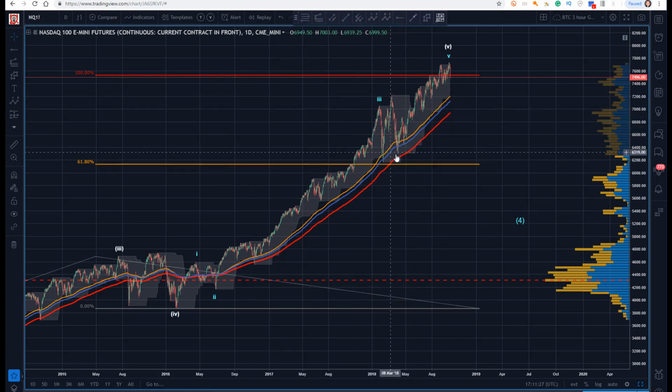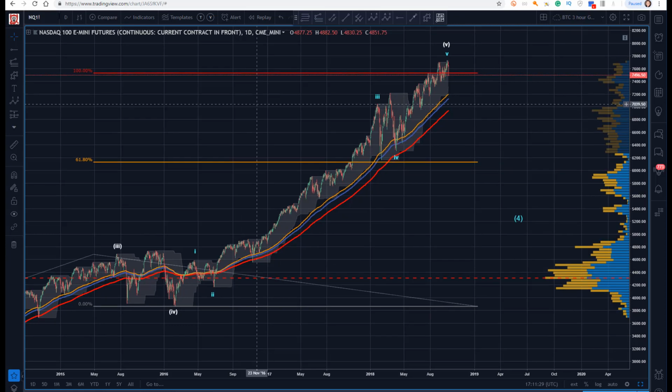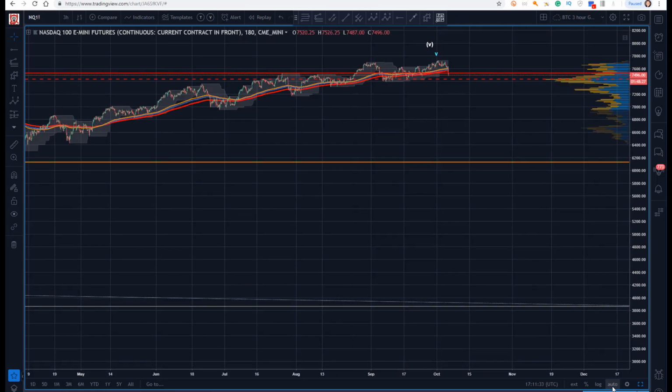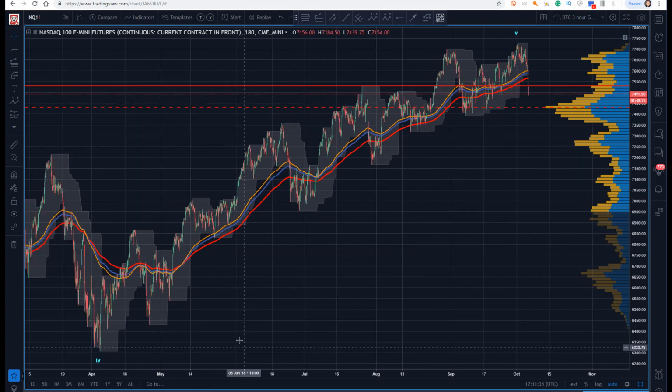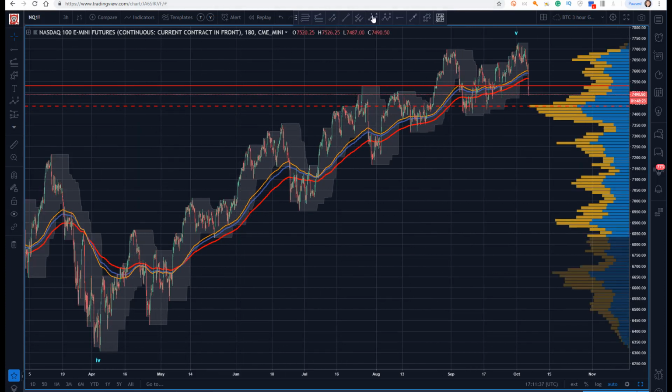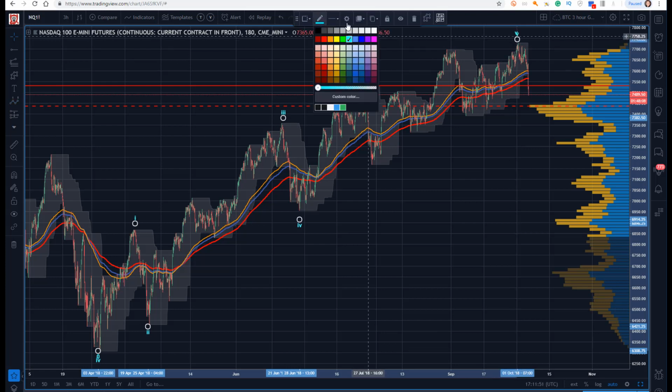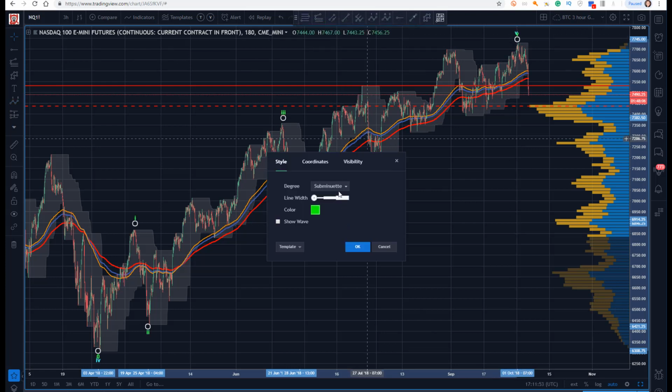So coming off of this low, can I get a 1, 2, 3, 4, 5? Well, let's try the 3 hour working off of that low. So can we get that? So it looks like you might have, well, I have to dig here. So that looks like maybe 1, 2, 3, 4, possibly. Now, let's get that in. Let's go to green. We'll go submicro.